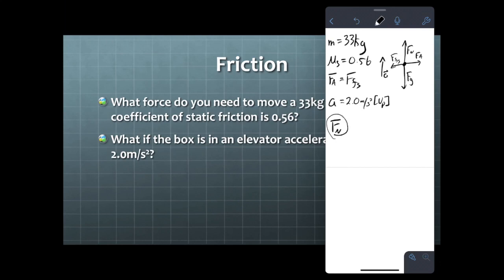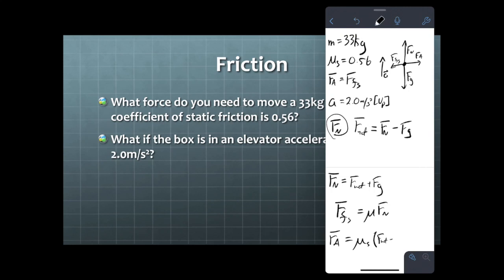To find our normal force, we must look at the net force. It is equal to the normal force pulling up minus the force of gravity pulling down. Therefore, our normal force is now equal to our F net plus Fg. The rest of the work, however, is the same. We start with our friction force being equal to mu Fn. Our friction force is still the applied force. Mu is still the coefficient of static friction. However, Fn is now the net force plus the gravitational force.